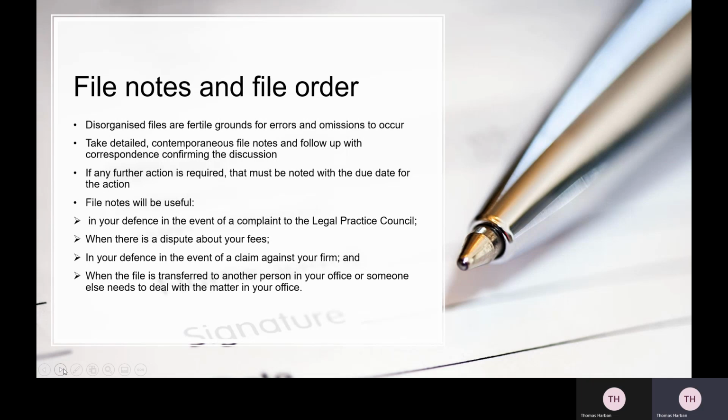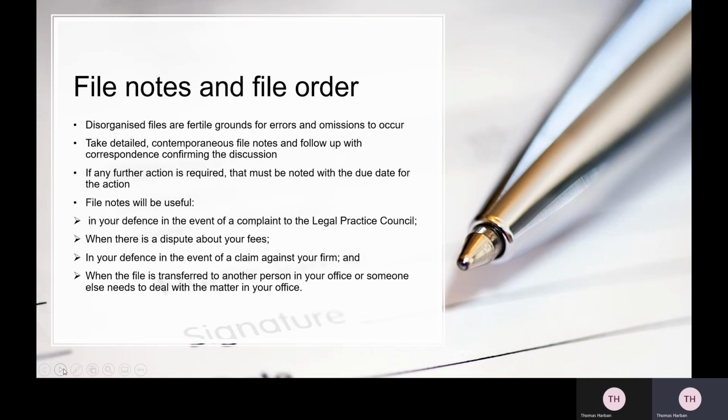We see instances where there are documents missing from the file. There are documents that have been misfiled. Something as simple as filing the correspondence chronologically hasn't been done. That results in someone picking up the file not knowing what is going on. Sometimes there's action that needed to be taken in the matter, and the person picking up the file could not make that out from the documents before them, because the file is in just such a terrible state.